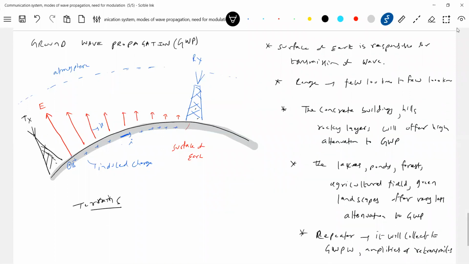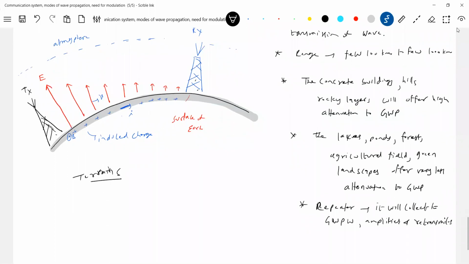It will not do anything. It will not process it. It will just collect, increase the amplitude and retransmit it. Like this, that's the duty of repeaters. By using a number of repeaters, we can increase the distance between transmitting and receiving station. There's one alternative. Okay, that will come after this.